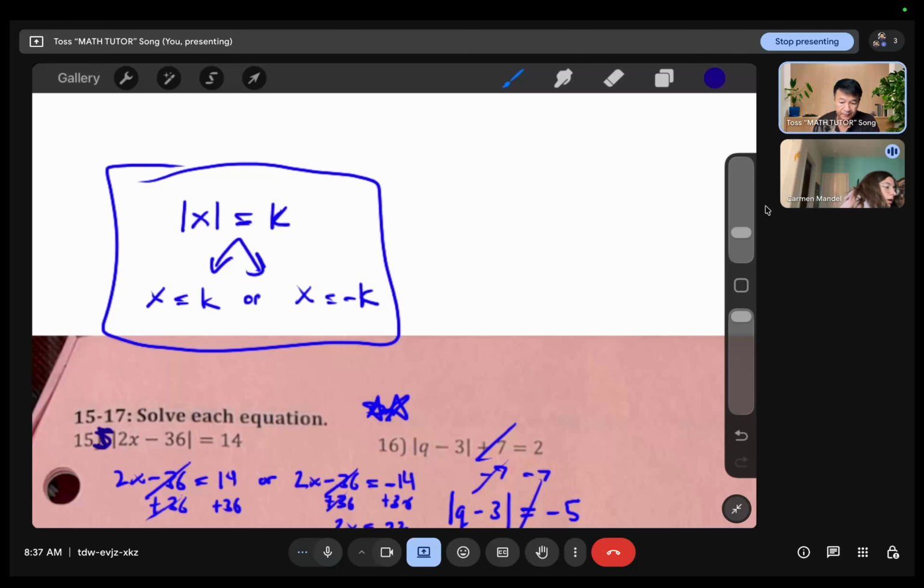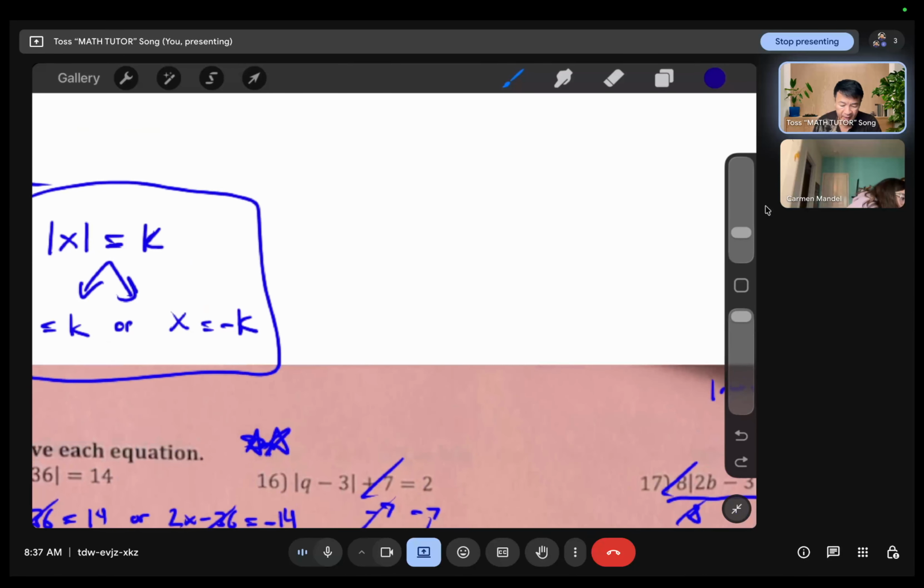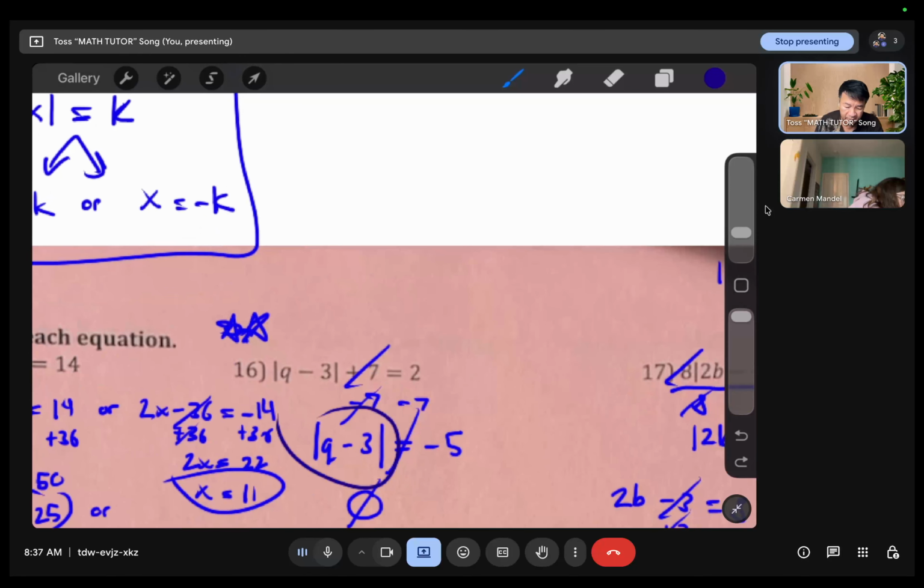So I can't do that with 16. I'd have to subtract the 7. Yes, you have to subtract. And now, after you subtract, you got the absolute value expression by itself on one side. Oh, number 16 is special.